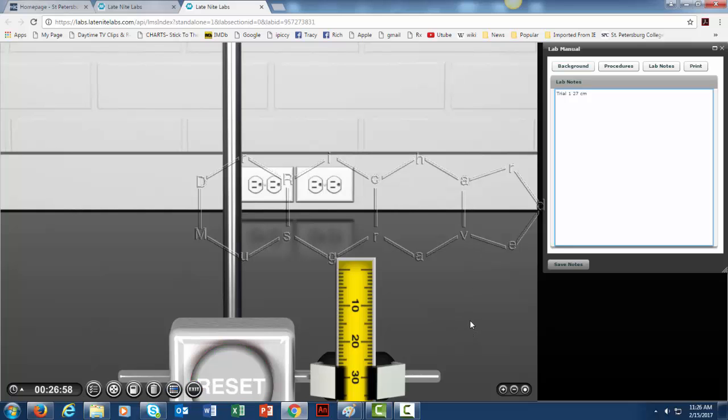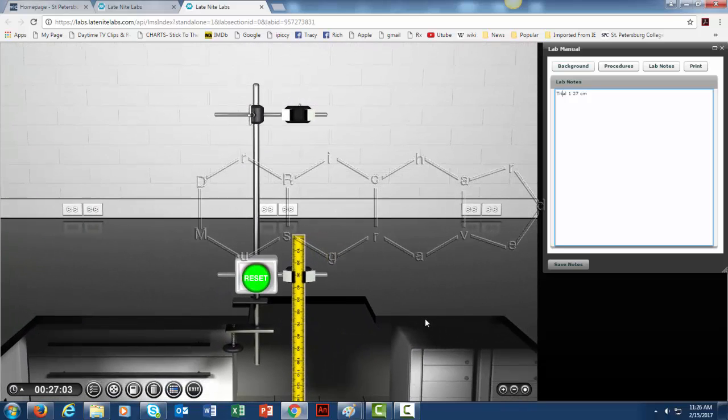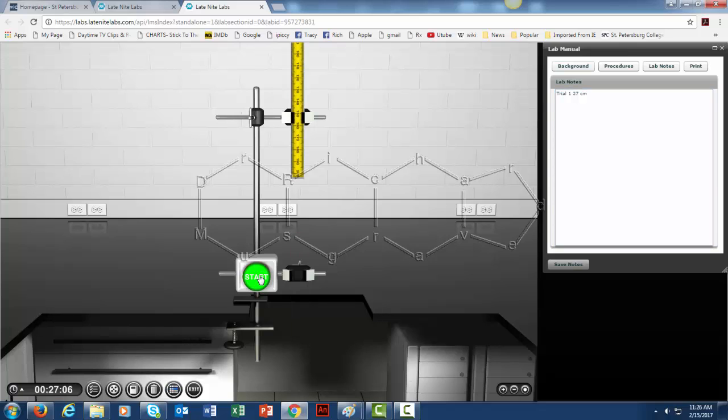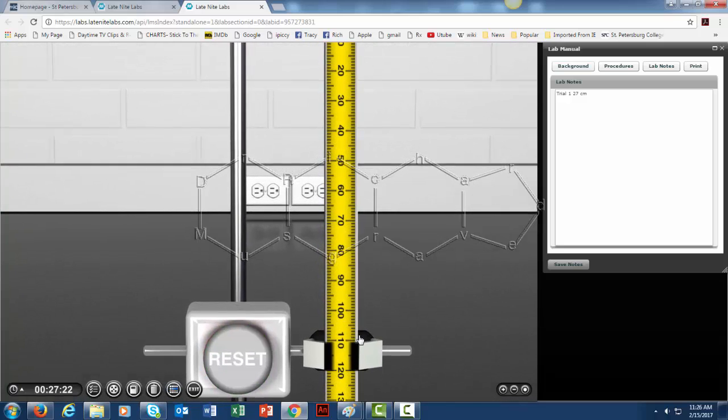Alright, so I'm going to zoom out of here again, and we will reset it, and we'll do another trial. There we go. That's much better. I was able to get it here at, looks like 111 centimeters. So that's what I would do. Type in trial 2. 111 centimeters. So just keep on doing that, and I have to do that 20 times.